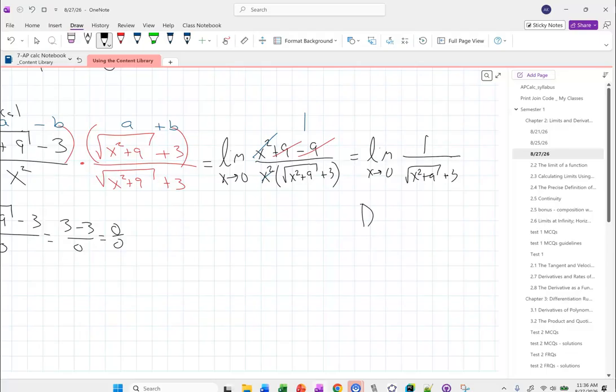And at this point, if we do our direct substitution, I end up with 1/6. I think this was the exact same problem we did last time, wasn't it? Yeah. Not creative enough. Sorry, guys. Is everybody okay?